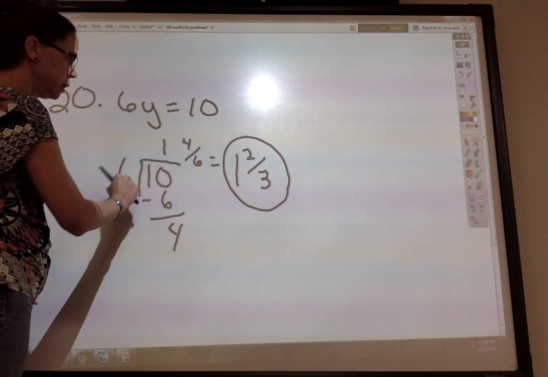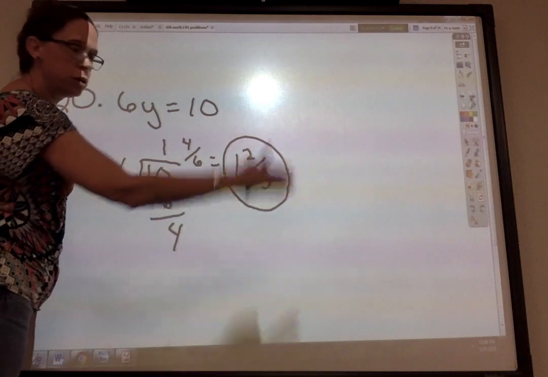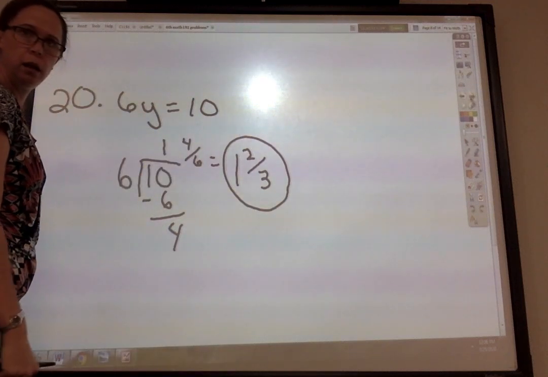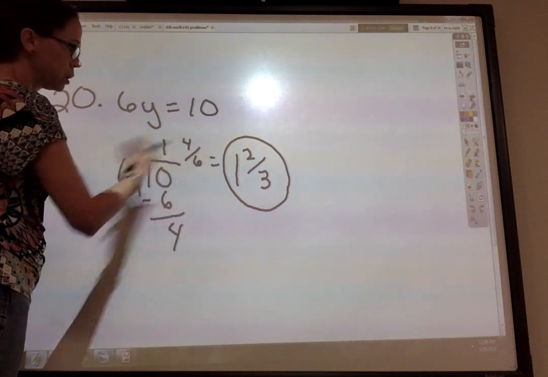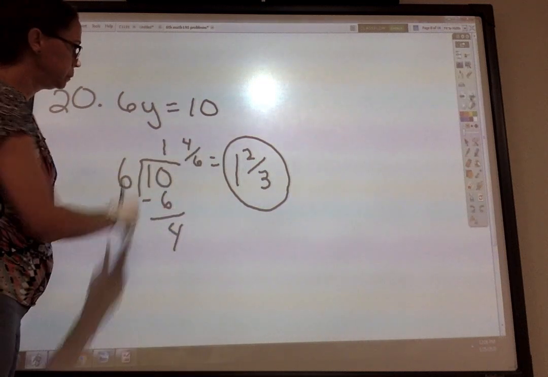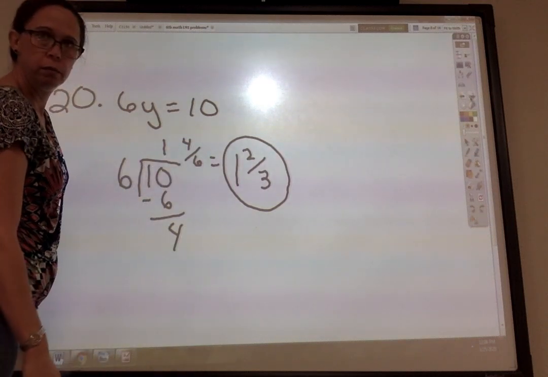Okay, 6 will go into 10 one time. 6 times 1 is 6. 10 minus 6 is 4. My remainder, I'm going to turn into a mixed number. Our remainder turns into a fraction, which goes into a mixed number with my whole number here. Okay, this reduces to 1 2/3.